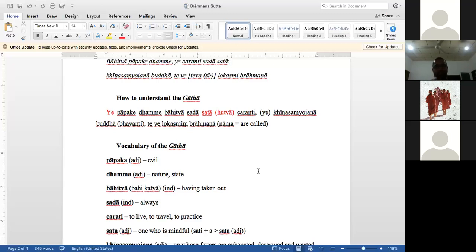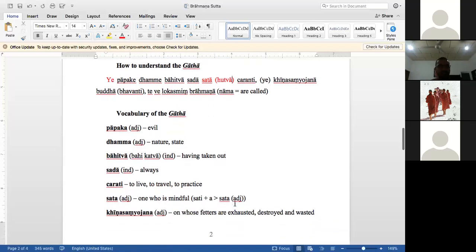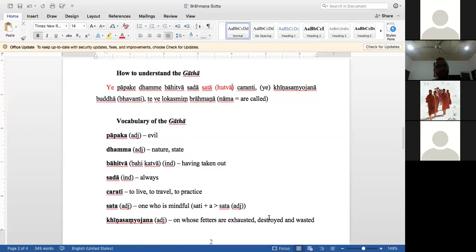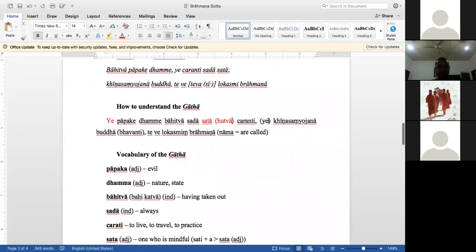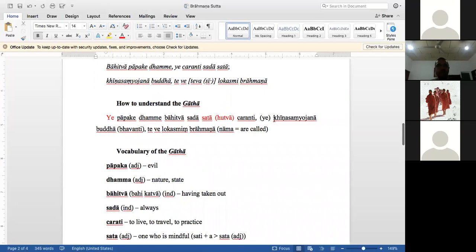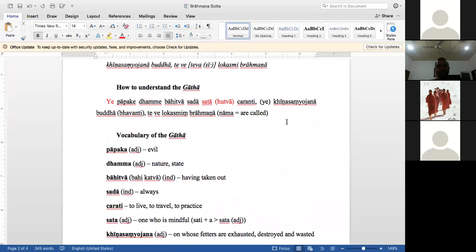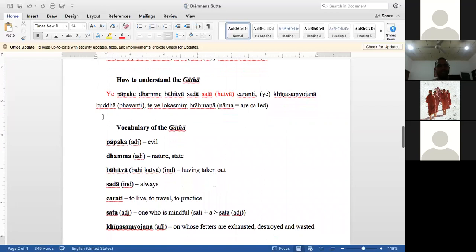Then Ye Kina Sangyojana Buddha. Kina Sangyojana, you can see, means one whose fetters are exhausted, destroyed and wasted. It means their fetters are completely destroyed, completely gone, exhausted. So whose fetters are exhausted? Buddha, the one who is enlightened. Bhavanti, which we know as "are": those whose fetters are exhausted and who are enlightened.